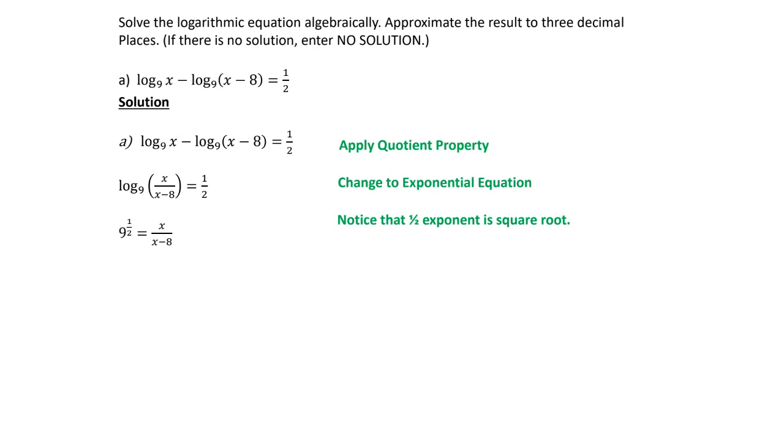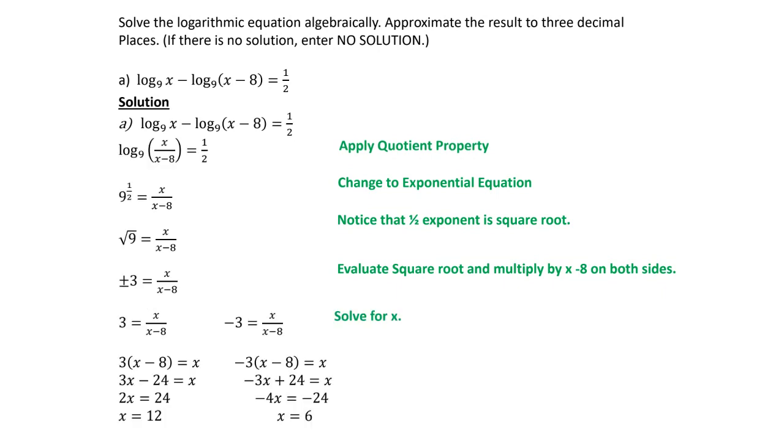So the base of the log is also the base of the exponent. The output of the log is the input of the exponent. The input of the log is the output of the exponent. So we know that 9 to the 1/2 is just the square root of 9, which equals x over x minus 8. Let's go ahead and simplify by multiplying x minus 8 on both sides. And we're going to have two different answers, right? From the square root of 9, we have a plus 3 and a minus 3.